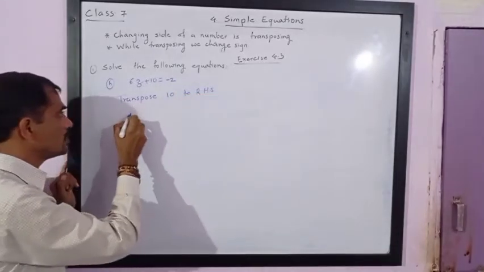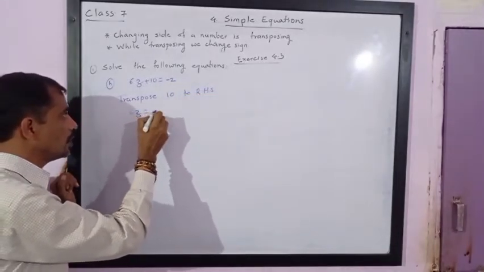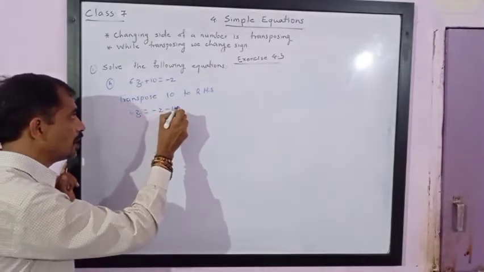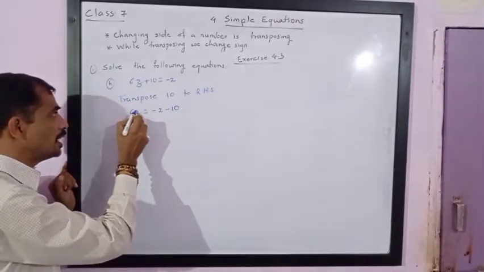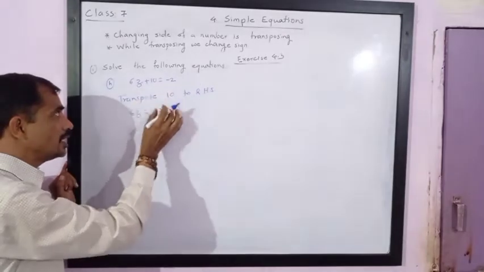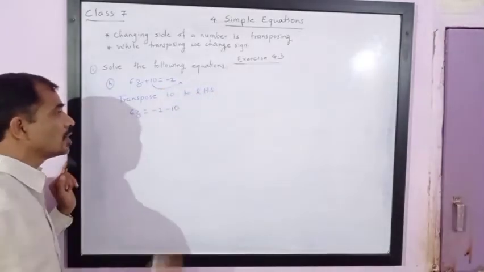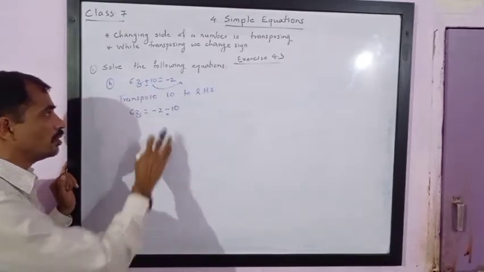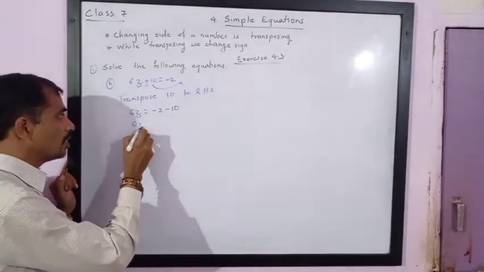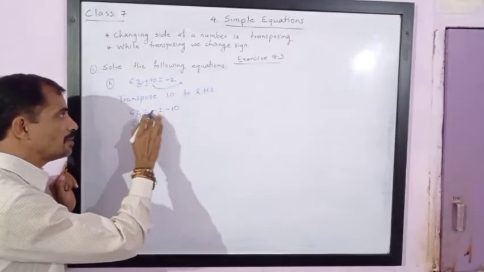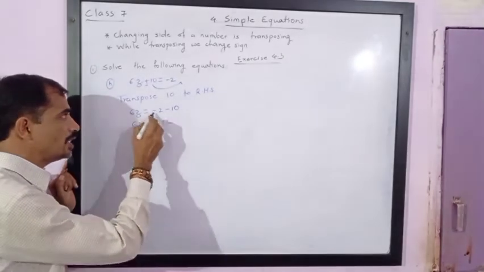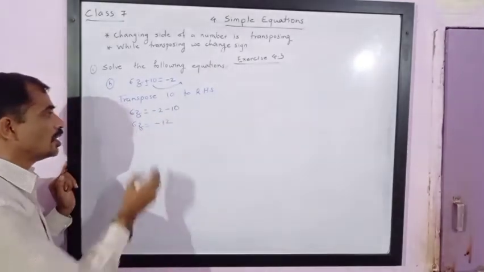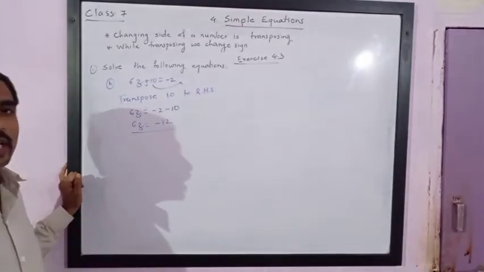So it will become 6z is equal to negative 2, negative 10. Please try to understand. This 6z is as it is, negative 2 is as it is. Only 10 is transposed to the right hand side, and since it was positive, it has become negative. So we will get 6z is equal to, both are having same sign, so operation is addition and sign is negative. Now we have got 6z is equal to negative 12.